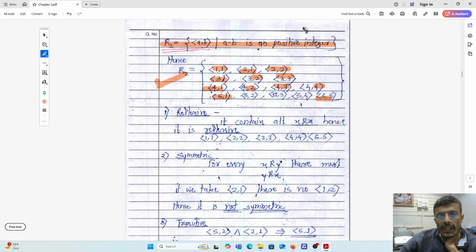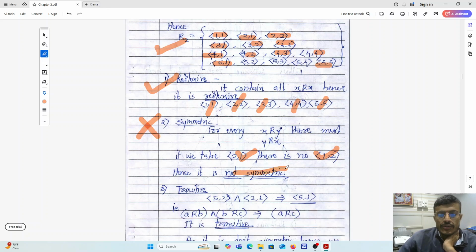So it contains all x related to x, hence it is reflexive. You can see here it contains 1 1, 2 2, 3 3, 4 4, 5 5. So it is reflexive. What about symmetric? For every x relation y, there must be y relation x. If we take 2 1, there is no 1 2. Hence it does not follow the symmetric property. So it is not symmetric.